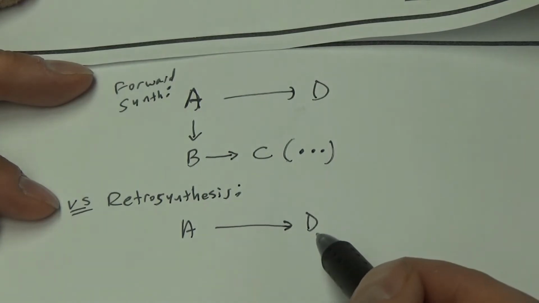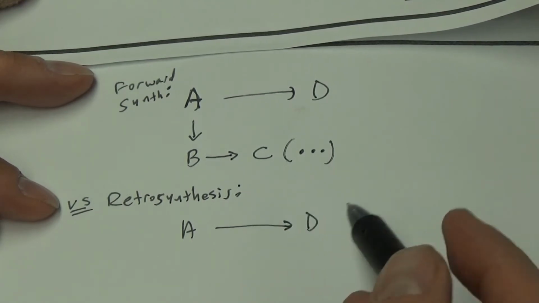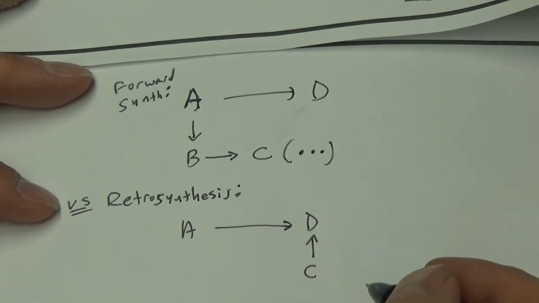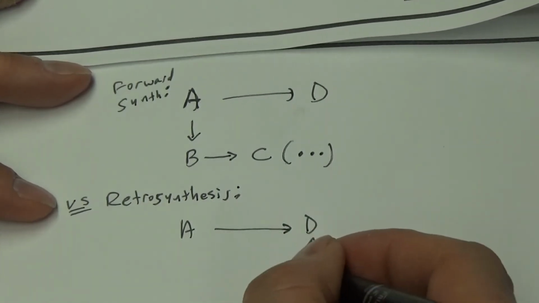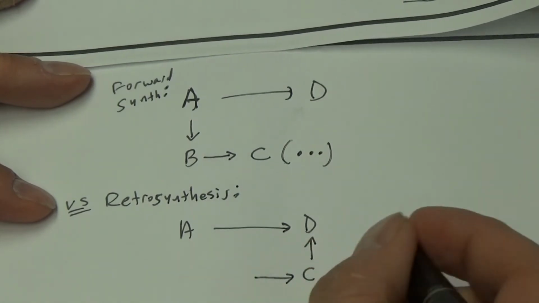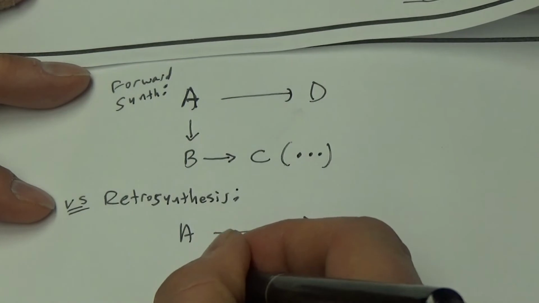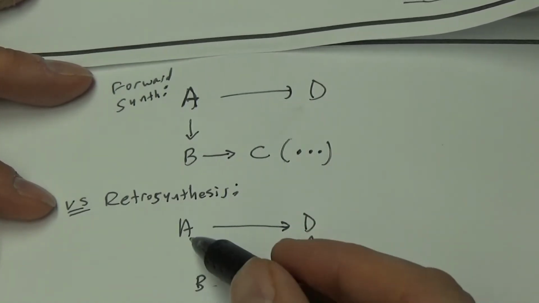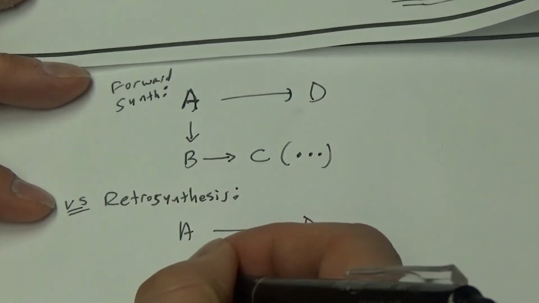I'm like, oh, okay, if I analyze D carefully, I can figure out maybe I can make D from C. And C is kind of looking like A, and then I'm like, all right, maybe if I keep analyzing C, I'll figure out, oh, what's B? And then B really looks like A, so now I'm very close. Now I know how to go from A to B. So I'm just going to say dot, dot, dot.